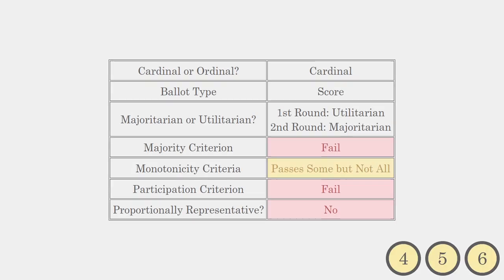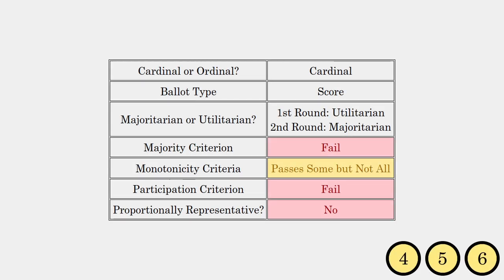STAR voting is a cardinal voting system that uses score-style ballots. Its first round is utilitarian, and its second round is majoritarian. However, due to the first round, it does not meet the majority criterion. It passes some, but not all, of the monotonicity criteria, and does not meet the participation criteria. As a single winner system, it is not a proportionally representative voting system.